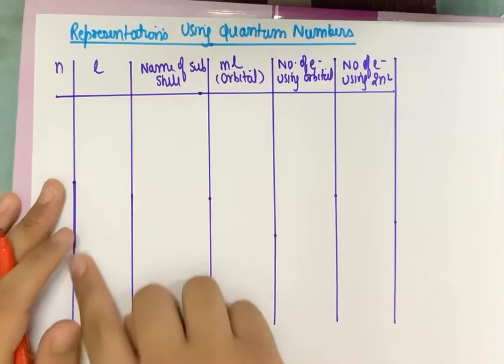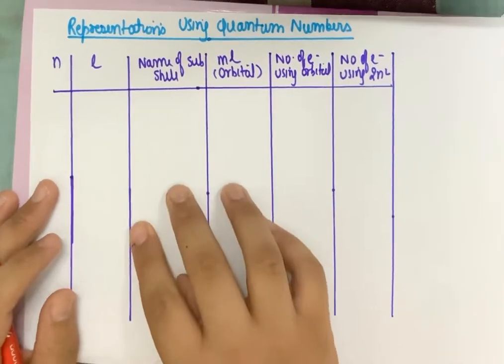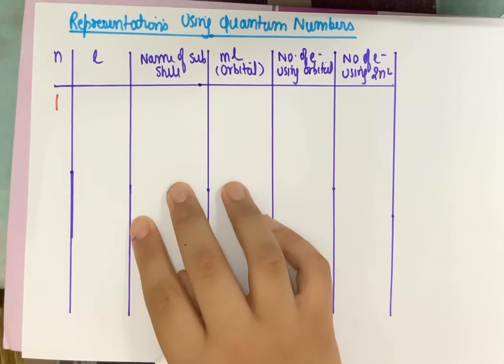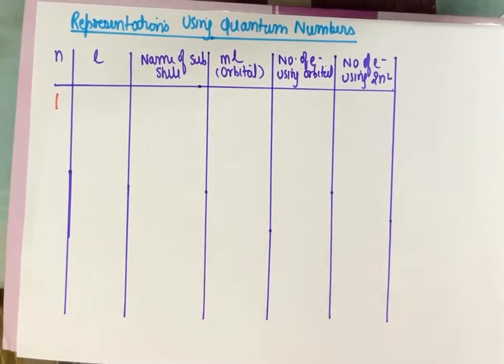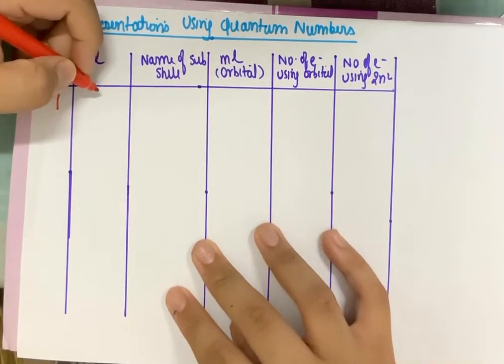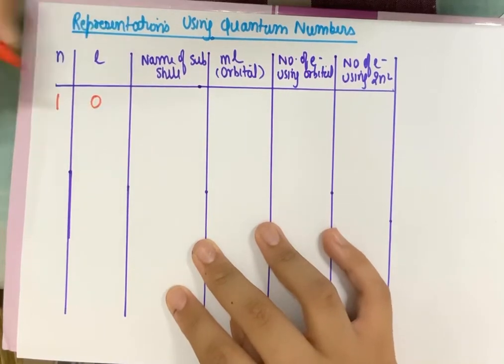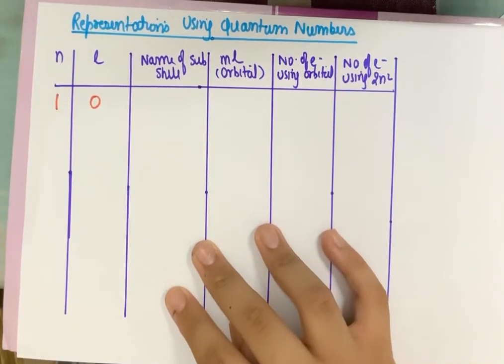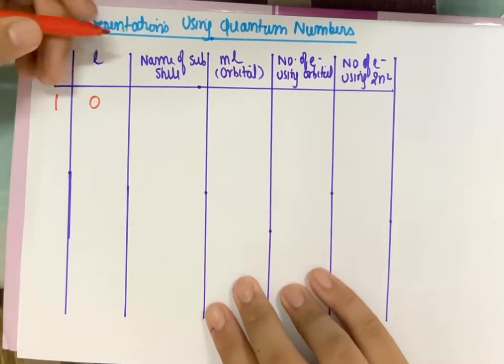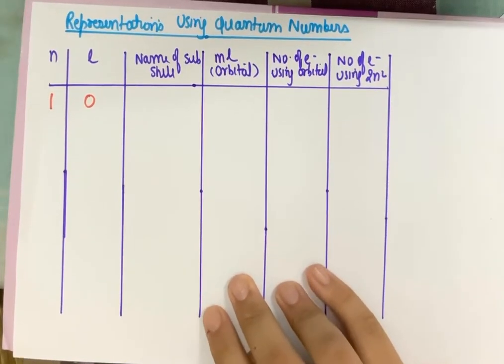I'll be giving you n values from which we'll be calculating so many things. Let's take the first n value as n is equal to 1. If n is 1, what is L? L is 0 to n minus 1, and we'll take the n minus 1 value. So if n is 1, L value will be 0. Only 0 is possible. Please refer to the previous video on quantum numbers. If you have not watched it, this will not be clear.